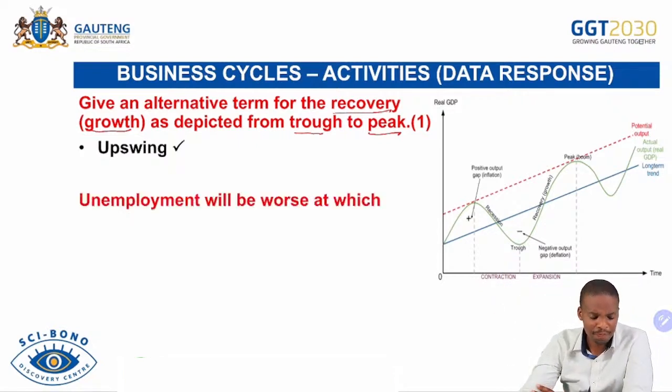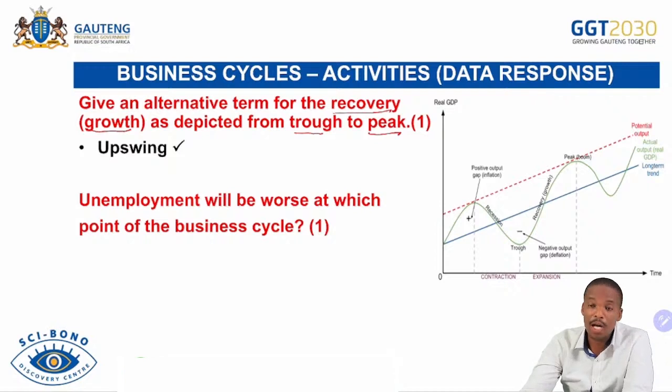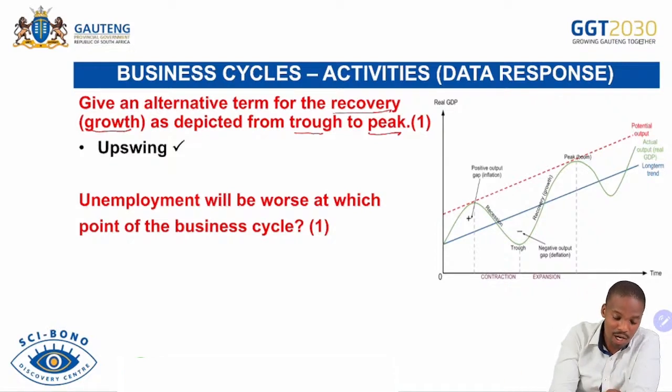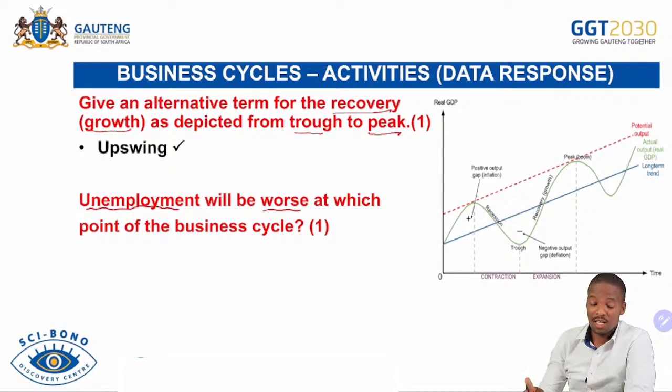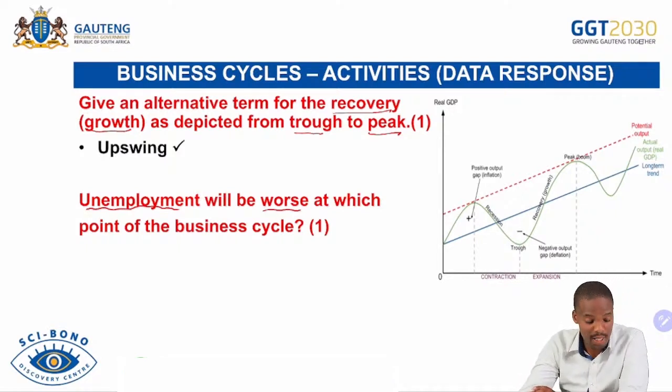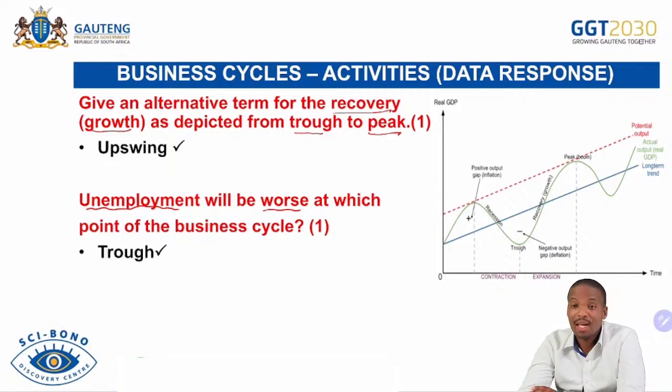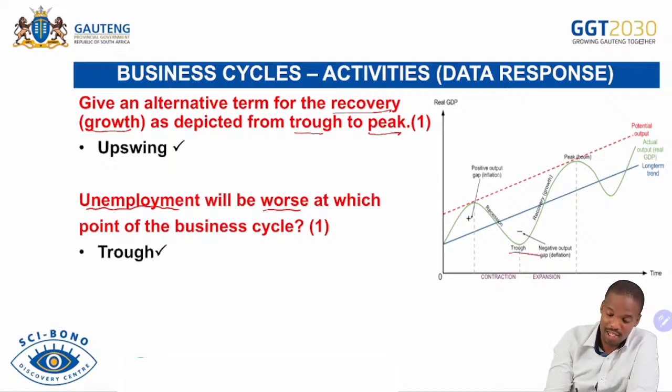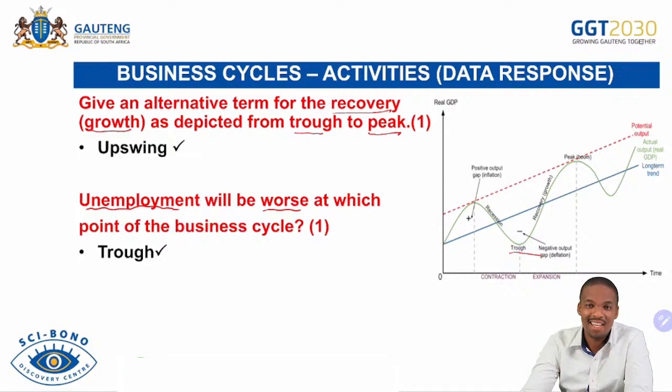Another question. Unemployment will be worse at which point of the business cycle? When will unemployment be worse? That means more people are unemployed. Then your answer will be at the trough. Down here, the economy is at depression. That is the worst point there. Unemployment is very, very high.